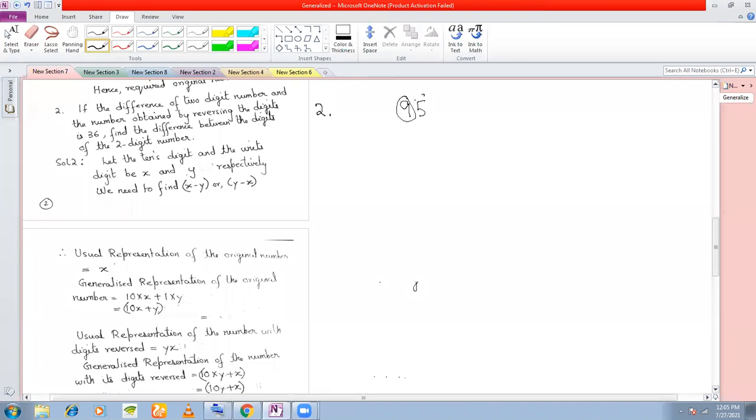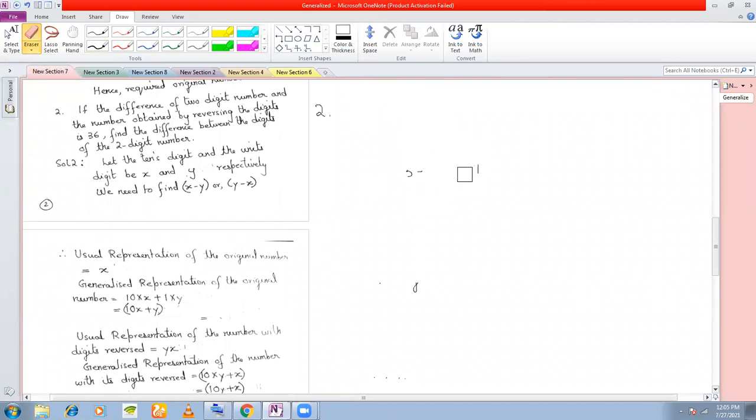What are the digits? 9 and 5. So what is the difference of the digits? 9 minus 5. Or you can also have 5 minus 9 as the difference. Both ways you can have. So the difference is either plus 4 or minus 4, right? Okay, fine. So once we understand the difference of the digits, the concept of difference, let's see.